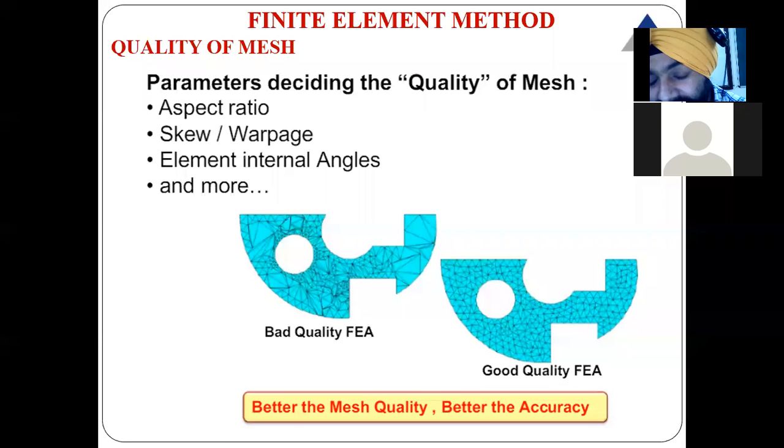Q is how closely the elements are attached to one another. Element internal angles. When you have uneven shape, then the internal angles also vary. So you have to keep the internal angles of this mesh equal. Then only a better quality mesh will be made.